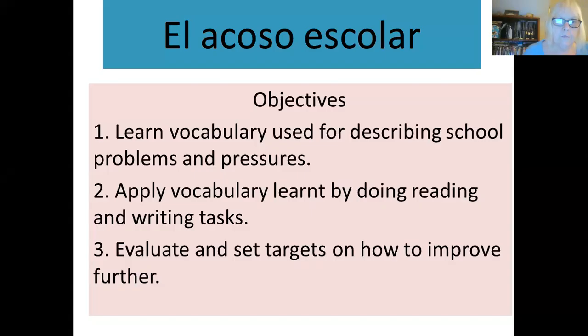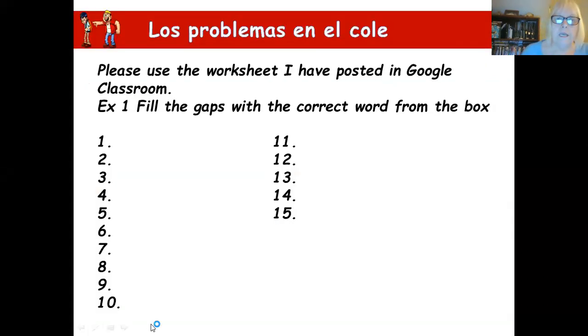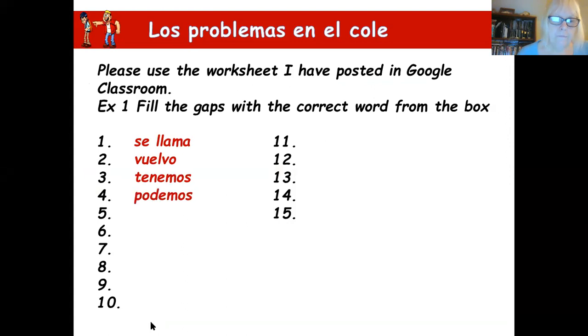Okay, so I'm assuming that you have done the task. Here are the numbers 1 to 15, and the gaps should be filled with the words in this order. So make sure you correct your work carefully, please. Se llama was the first one. So it's something that means instituto se llama. Número 2, vuelvo, meaning I go back, I return. Tenemos, we have. Podemos, we can.